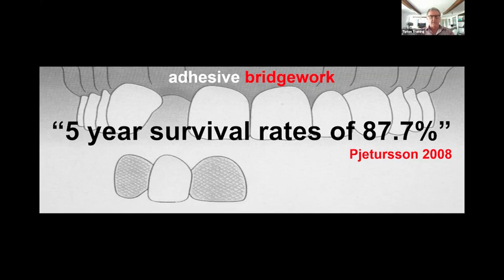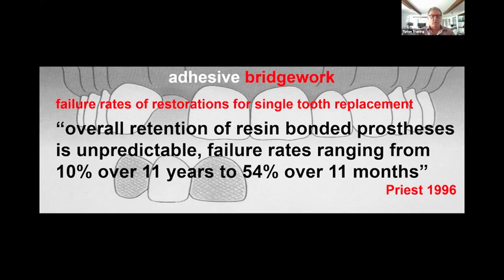What else do we know in terms of the science? Again, we have this problem of unpredictable results. Priest showed us in 1996 that our success rates ranged from as good as a 90% success rate over 11 years to a 46% success rate over 11 months. So this is highly unpredictable. And if we're going to do adhesive bridge work, we have to understand better why adhesive bridges succeed and why they fail.